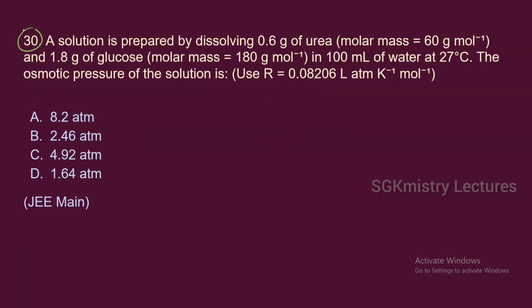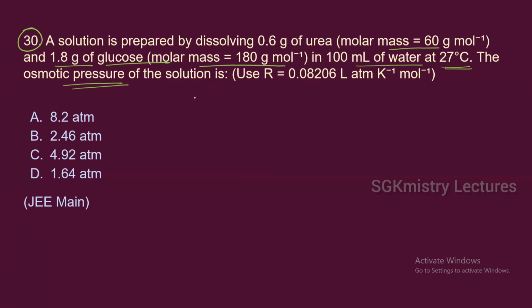Next, question number 30. A solution is prepared by dissolving 0.6 gram of urea, molar mass 60 gram per mole, and 1.8 gram of glucose, with the molar mass given as 180 gram per mole, in 100 ml of water at 27 degrees Celsius. Now, osmotic pressure of the solution is asked.